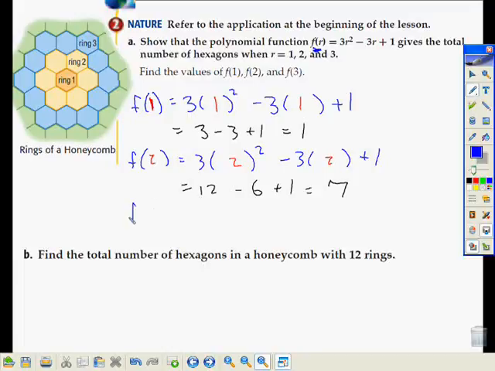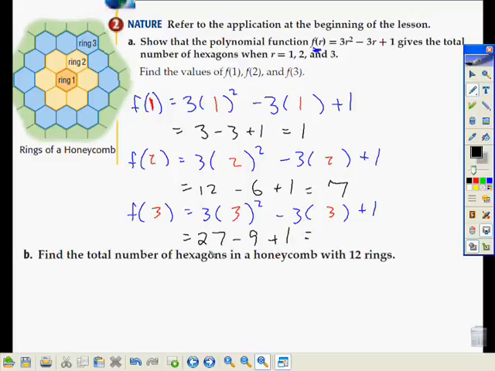For the next one, again, copy it all out, leaving spaces there. This time we're looking at 3 rings. You get 27 minus 9 plus 1, which gives us 19. So let's go ahead and count that. We had 7 already. 8, 9, 10, 11, 12, 13, 14, 15, 16, 17, 18, 19.